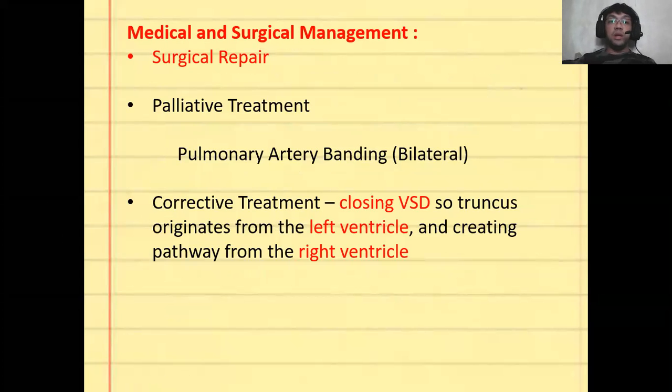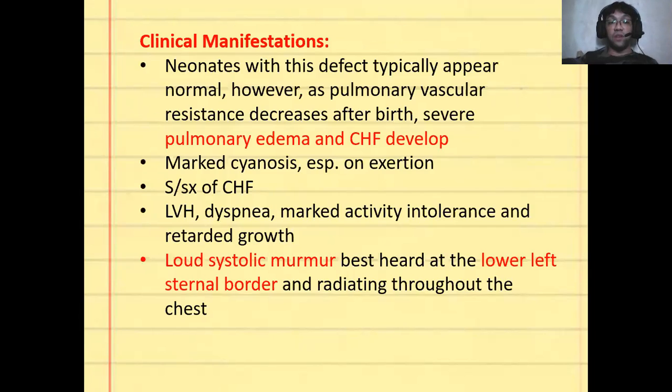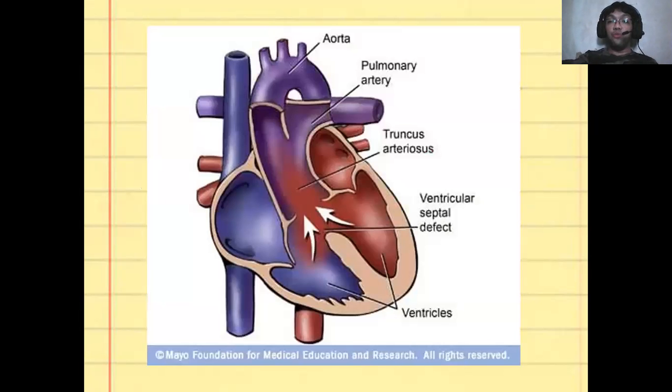Again, this will be done through surgical repair. Palliative treatment, so pulmonary artery banding, will be done to relieve pulmonary hypertension. And the corrective treatment here is to close the ventricular septal defect. So truncus originates from the left ventricle, and they are going to create a pathway from the right ventricle. So they are going to remodel this abnormal blood vessel here. Do some grafts in order to remodel this instead of it being a single blood vessel.